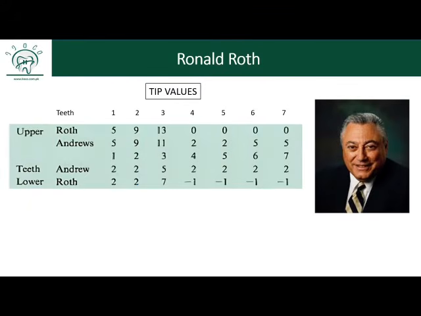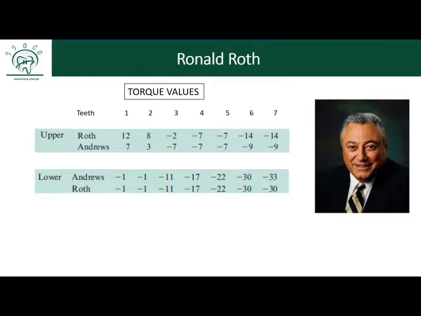Now here you can see in this slide the tip values of Andrews prescription, and you can also compare with the Roth, what were those changes which he brought into his bracket system. You can see here, besides increasing the tip values of the canines, he has reduced the tip values for premolars and molars in upper and lower arches both. And if we talk about the torque changes, he has increased the torque values for centrals and lateral incisors in the upper arch. And he has reduced the torque values of upper molars. Now let's discuss all these changes one by one with the reasoning.